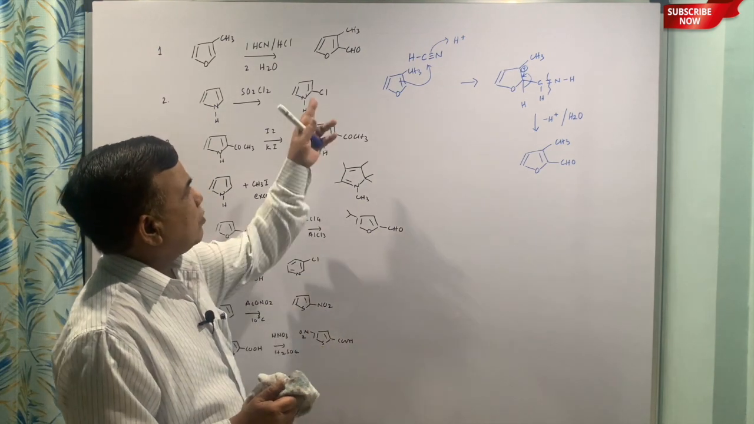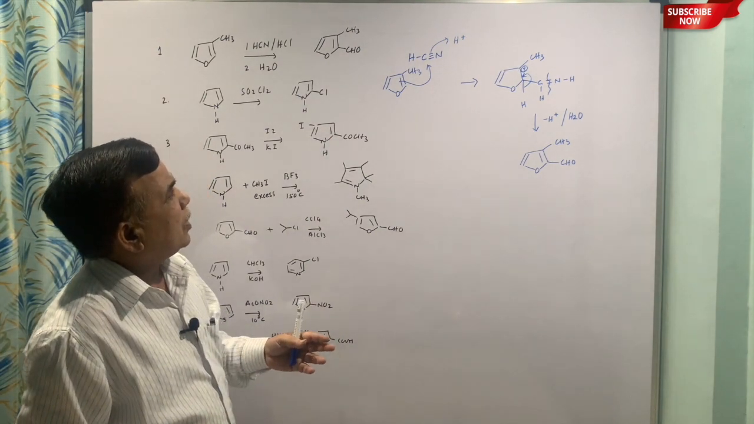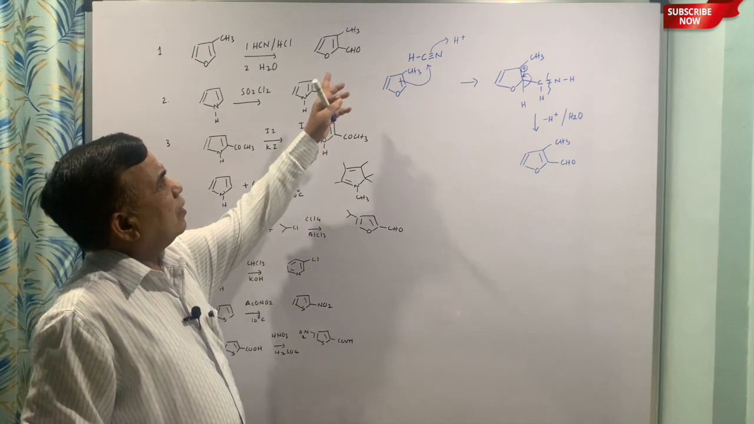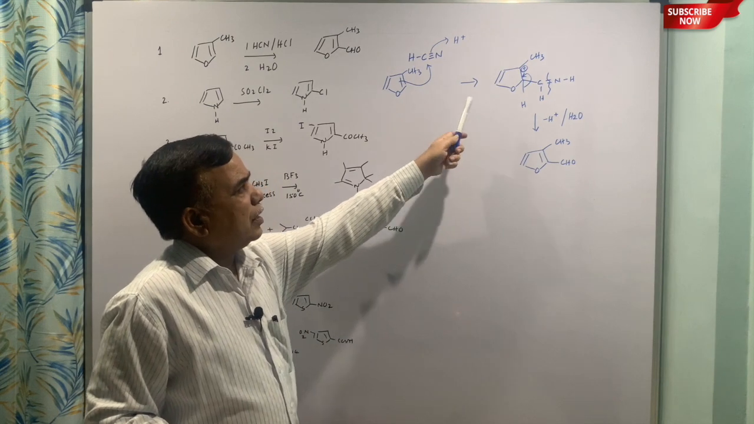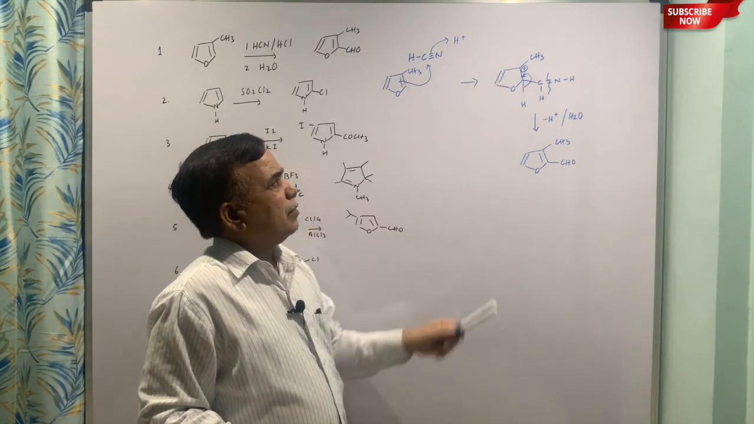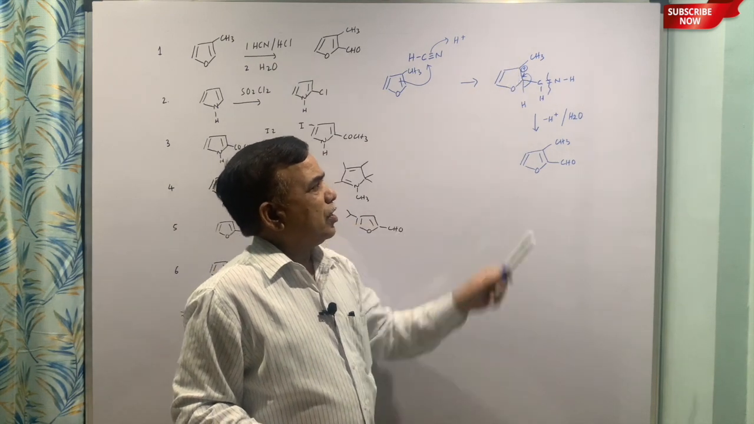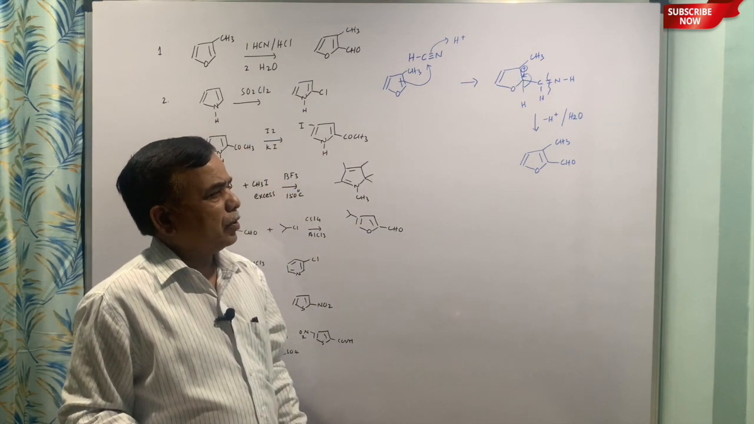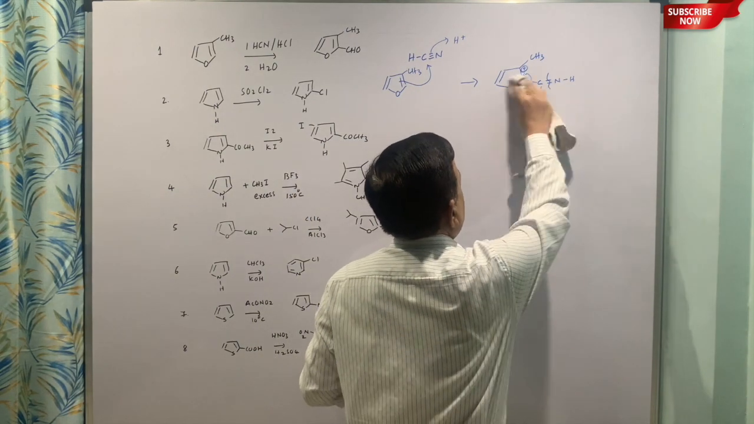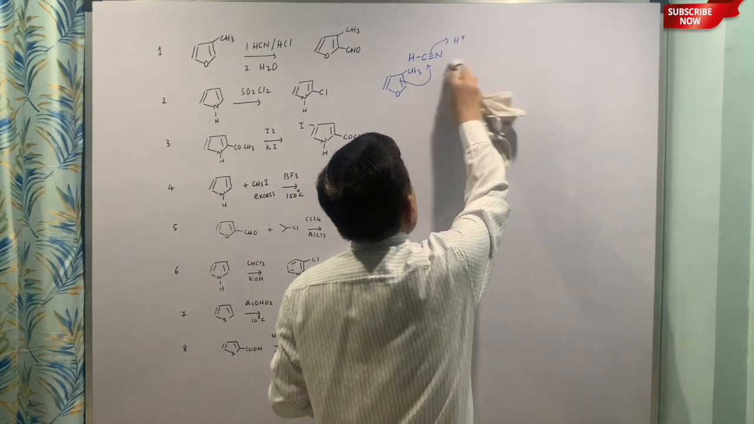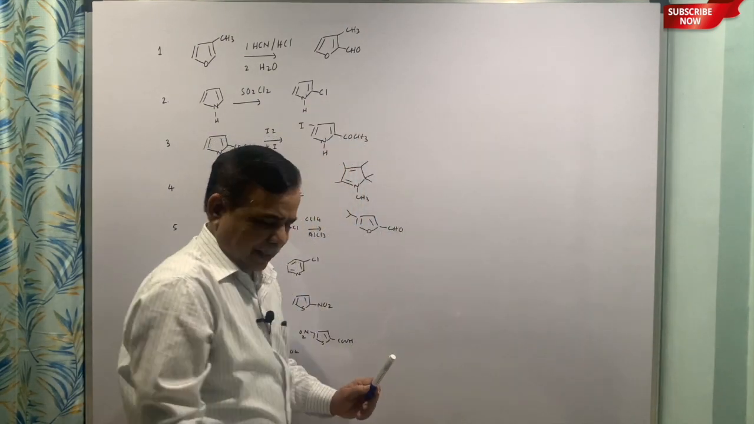Once this product is given, you have to see that the methyl group is ortho-para directing, and this is the ortho position. In addition to that, this carbonium ion is stabilized by resonance as well as the hyperconjugative effect of the methyl group. So the collective stabilization gives this product as the major product. Okay, moving on to the second example.